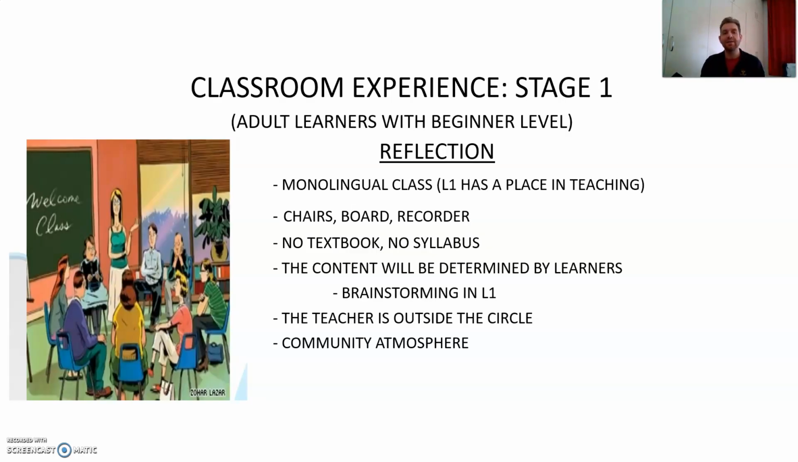Moving on to the next slide, we will see an example of a classroom experience. This is an adult learners class at beginner level. It's a monolingual class because the native language plays an important role in community language learning. The only resources we need are chairs, a board, and a recorder. It can be a tape recorder, or it can be only a mobile phone. And there is no textbook, no established syllabus. The content is determined by learners by brainstorming in their native language.